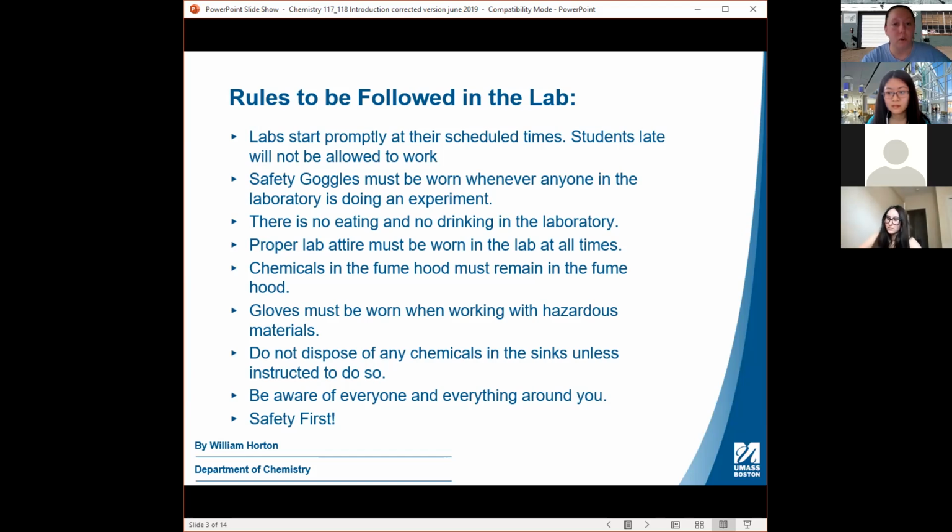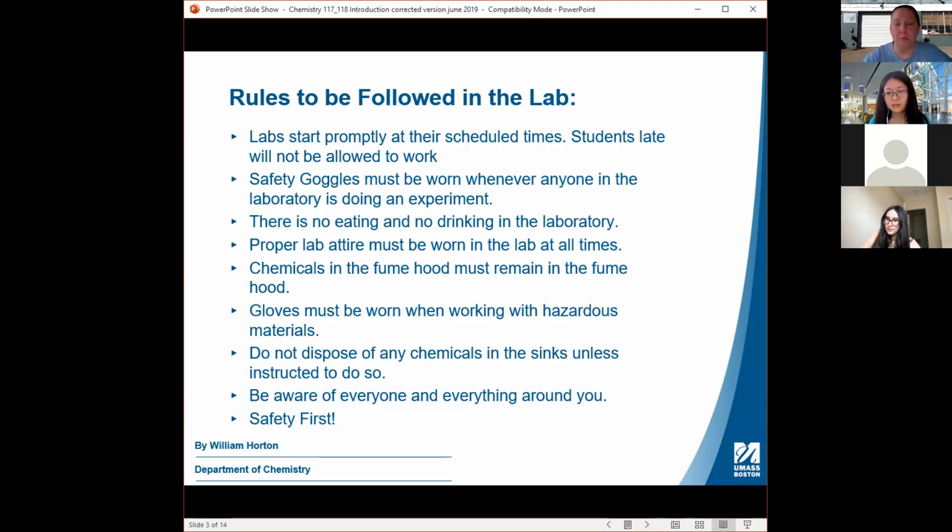Safety goggles must be worn at all times. We are very serious about lab safety here at UMass Boston, as every university should be. There's no eating or drinking in the lab. That is true in any lab setting, in academia, in industry: no eating or drinking in the lab.